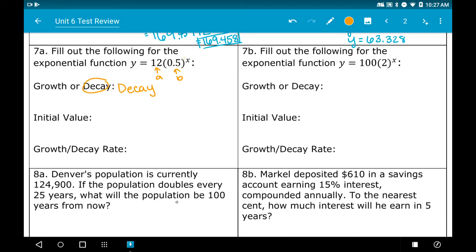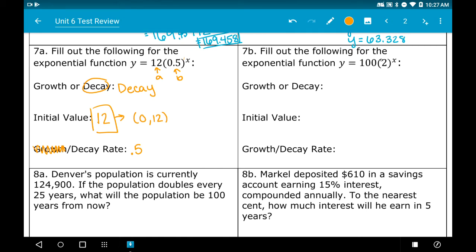And our initial value, that's what we start with, is always our A value. So our initial value here is 12. But if it asks for a y-intercept, you would have to write it as 0, 12. But since this says initial value, you can just leave it as 12. Be careful though, if it does ask for a y-intercept, you have to write it as an ordered pair. Then our growth/decay rate, so we know it's not growth. So our decay rate is going to be whatever the b is, so 0.5. And that's all you have to do on these.